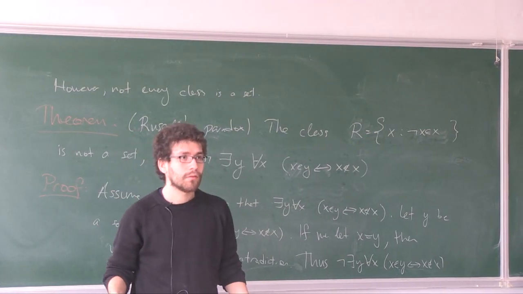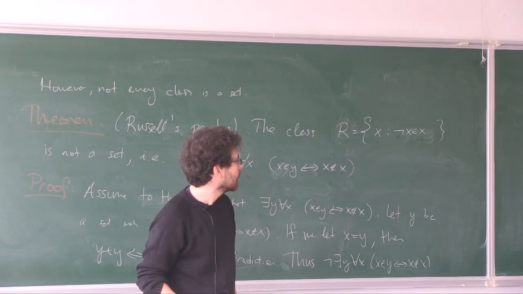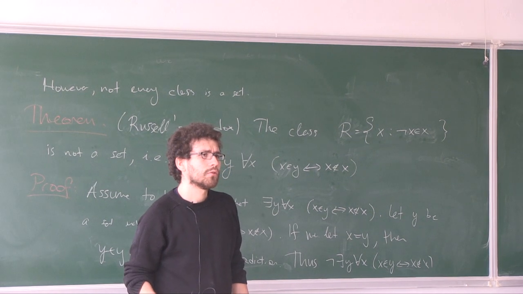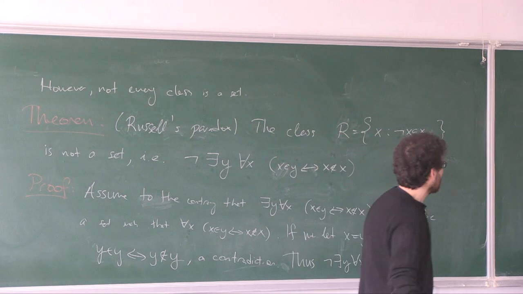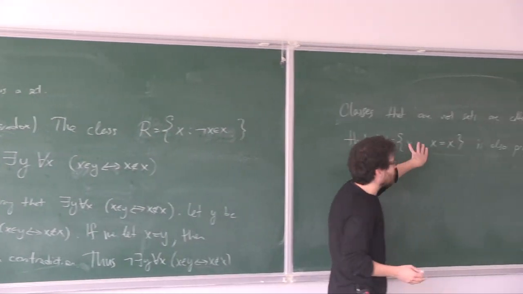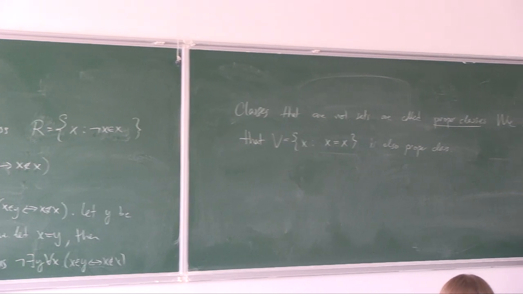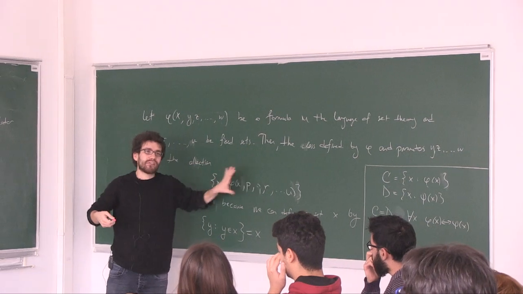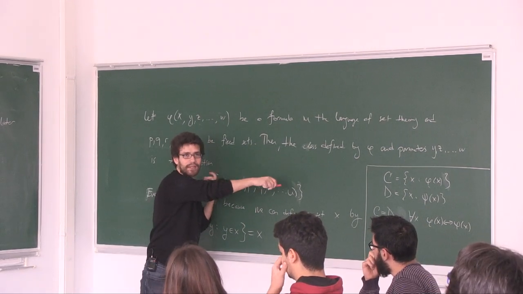Yes? Up to this point, we are talking intuitively, right? When we say x is equal to x. What do you mean intuitively? We didn't introduce our x. Yeah, in a sense, yes. When I use this set builder notation, I'm somehow working outside my axiomatic system. In my axiomatic system, I can't write things like this. This is not allowed.